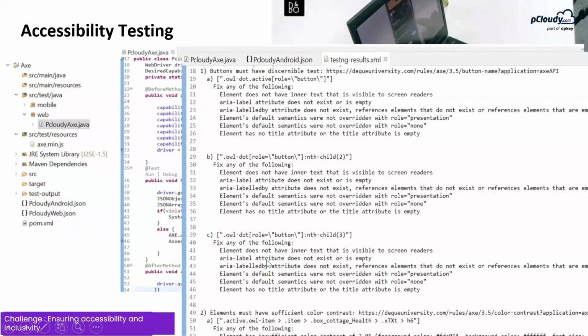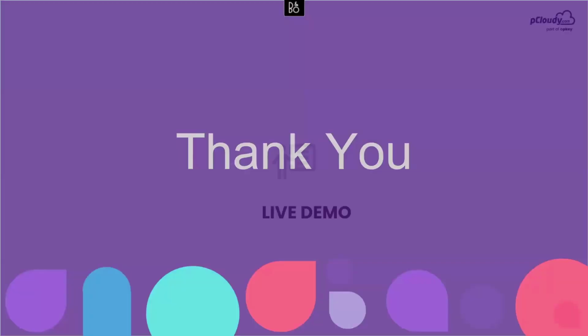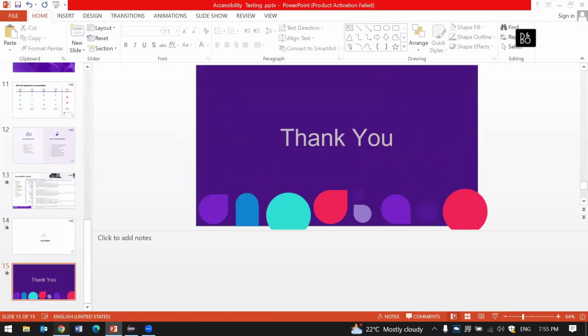There's A, B, C, and it will also suggest which elements you need to fix. Okay, so that's the snippet. Now let's get into a demo. I can showcase how the demo platform looks. So let me sign in to the platform.